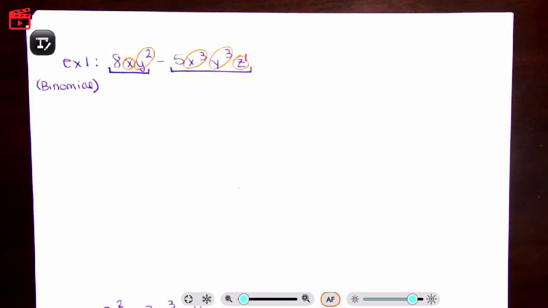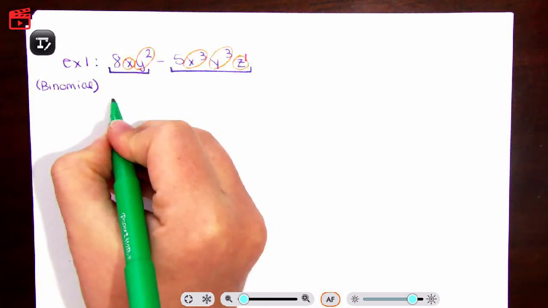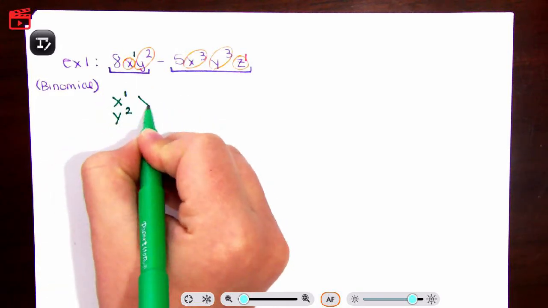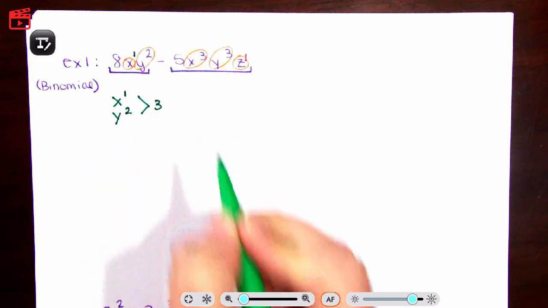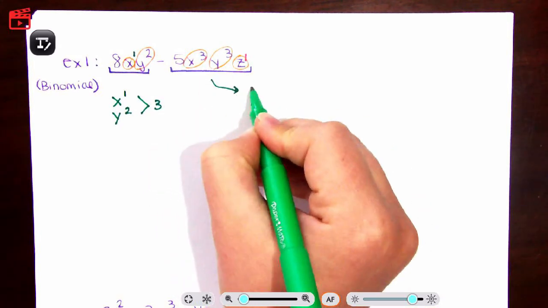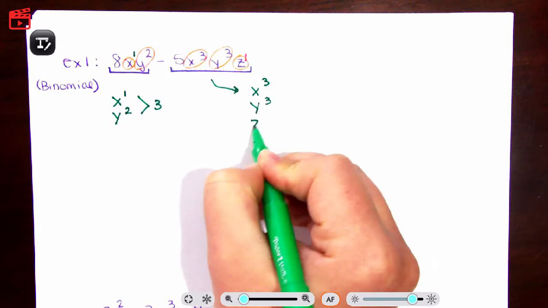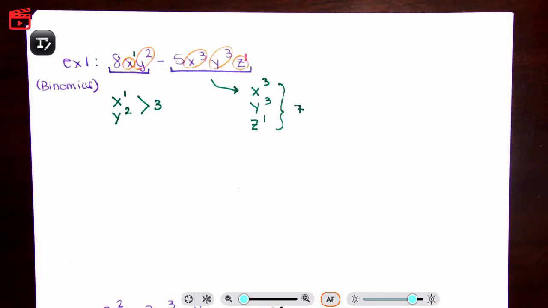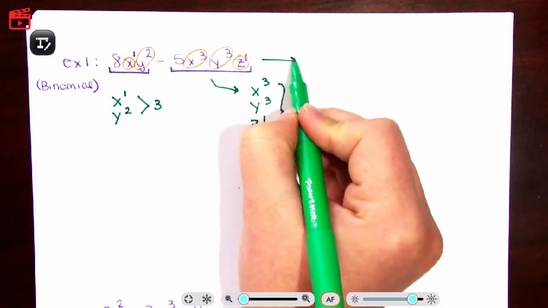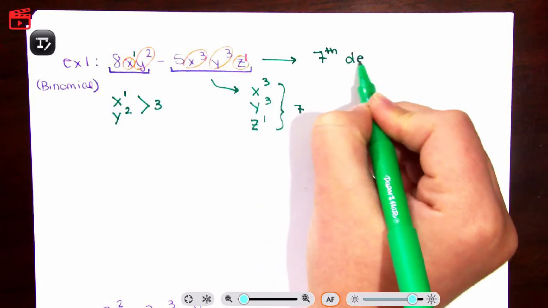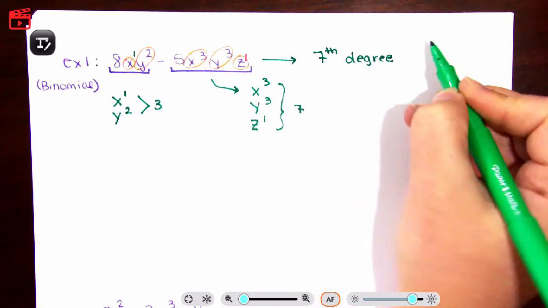So let's calculate the total degree of each. 8 is a number. 8 does not have an exponent, so we leave it out. X, I didn't write it, has an exponent of 1. Y has an exponent of 2. So for the first term, we have an exponent value of 3. For the second term, we have x cubed, y cubed, and z to the first power. So adding all of them up, 3, 6, 7 is my exponent value. So for this binomial, it is a 7th degree binomial.